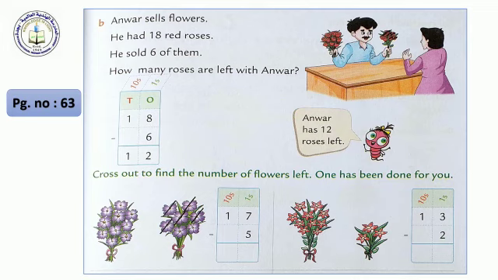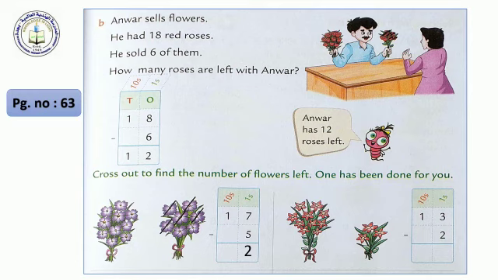Now children, let's do the sums here. In the first sum, we have a bunch of 10 flowers and another bunch of 7 flowers. That is total 17 flowers. And here we are going to cross 5 flowers. First sum 17 minus 5. So take away 5 from 7. How many are left? Yes, in the ones place, when we take away 5 from 7, it is 2. We have to write 2 in the ones place.